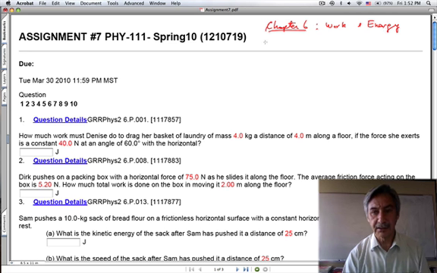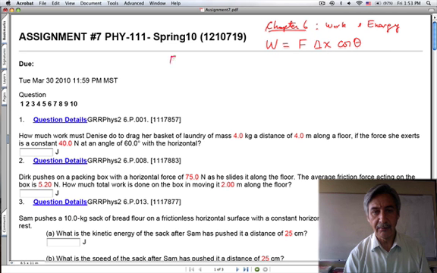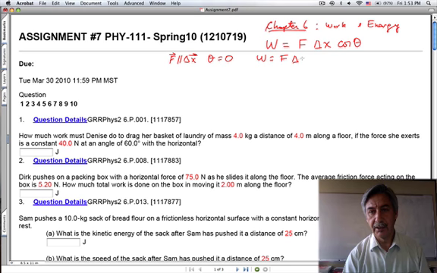First of all is the definition of work. The work done by a constant force is defined as the product of the force times the displacement times the cosine of the angle between the direction of the displacement and the direction of the force. So if the force is parallel to the displacement, then the angle is 0, and then the work is simply the product of the force times the displacement.